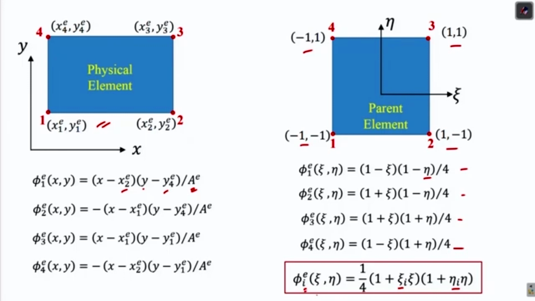For instance, if I have to construct the shape function for node 1, I is equal to 1, so it will be 1 by 4 into (1 plus xi times xi_1, where xi_1 is minus 1, so it will be 1 minus xi) into (1 plus eta times eta_1, where eta_1 is minus 1, so it will be 1 minus eta). So this is the expression. This is how we can write the shape function in a compact form. This transformation has been very straightforward.